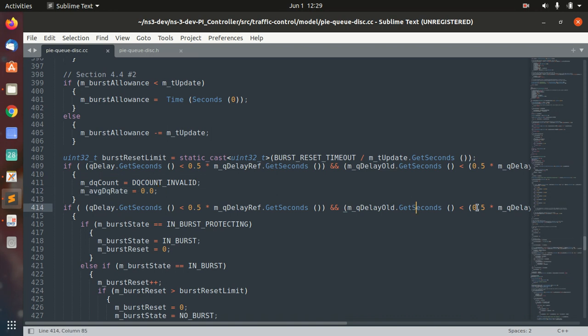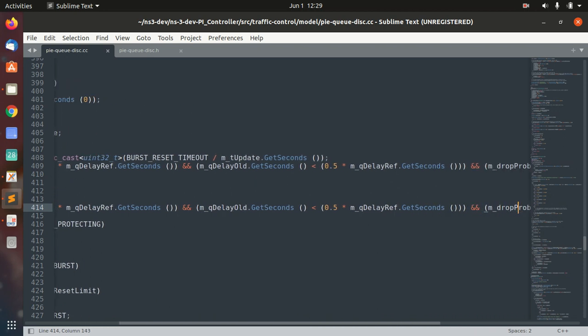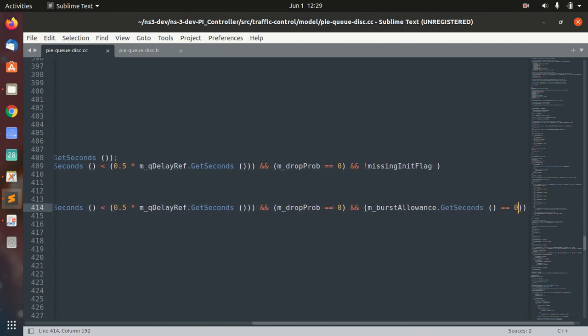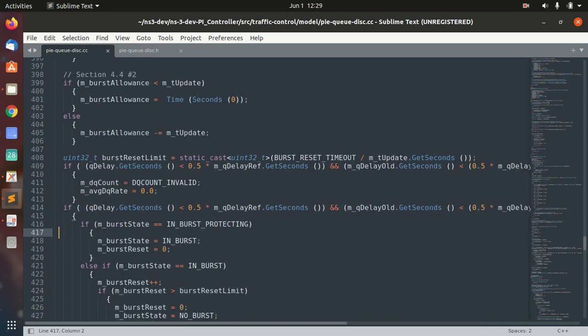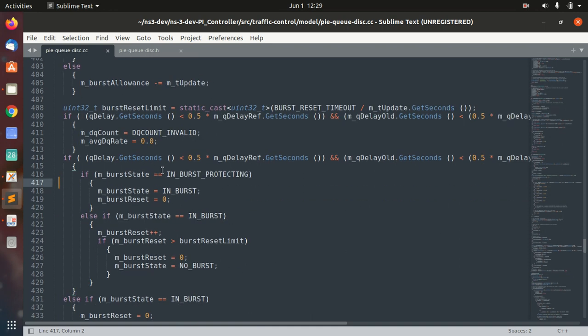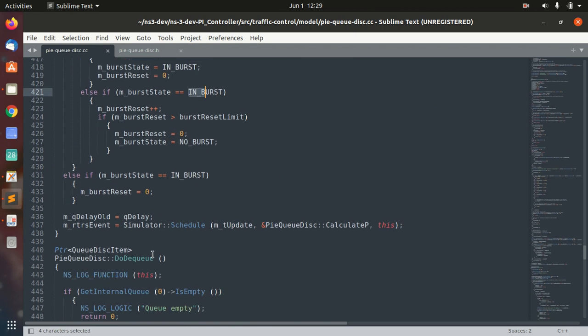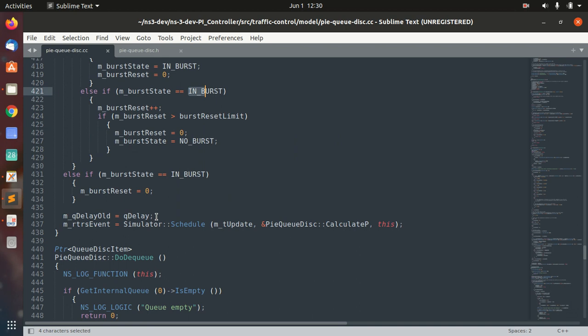The second condition is that if the queue delay is half of the reference queue delay, the old queue delay is half of the reference queue delay, and also the drop probability is equal to 0 and burst allowance is 0. In that case, it changes the burst mode from in burst protecting mode to no burst mode. After that, it stores the current queue delay value to the old queue delay value and triggers the timer event, the event that is used to decide the interval of drop probability calculation.